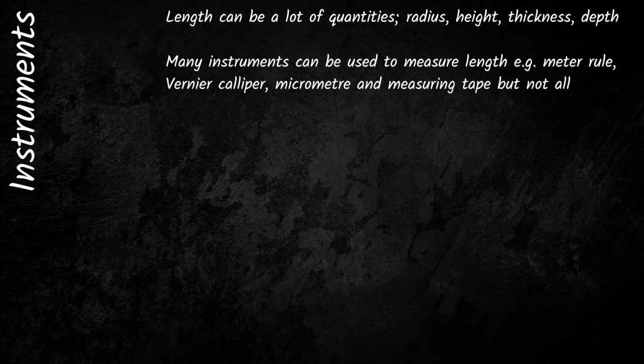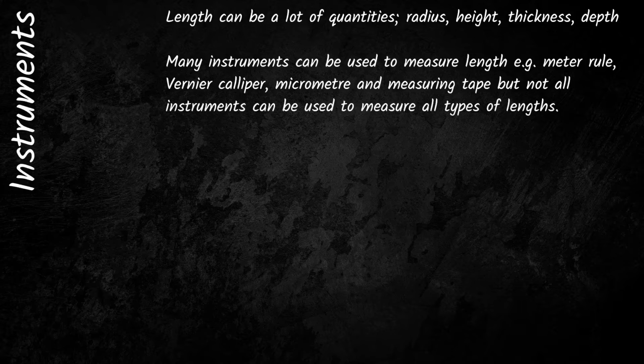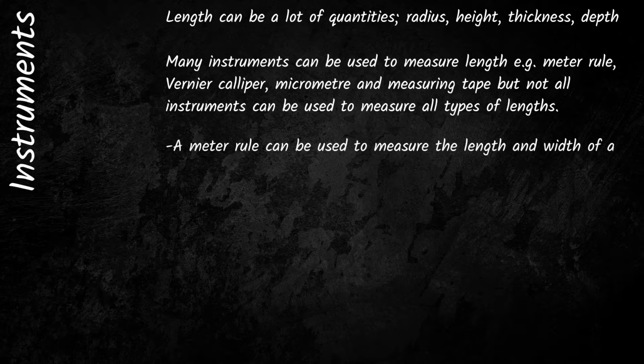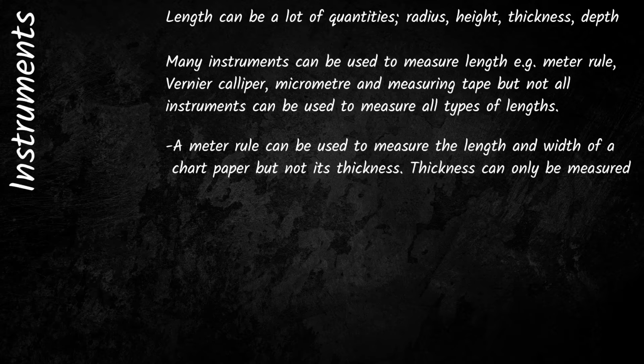Example, meter rule, Vernier caliper, micrometer, measuring tape. These are all instruments which you need to know of in your O levels. But the problem is that not all instruments can be used to measure all types of lengths. Example, a meter rule can be used to measure the length and width of a chart paper, but not its thickness. Thickness can only be measured by more accurate instruments. Example, Vernier caliper or a micrometer screw gauge.